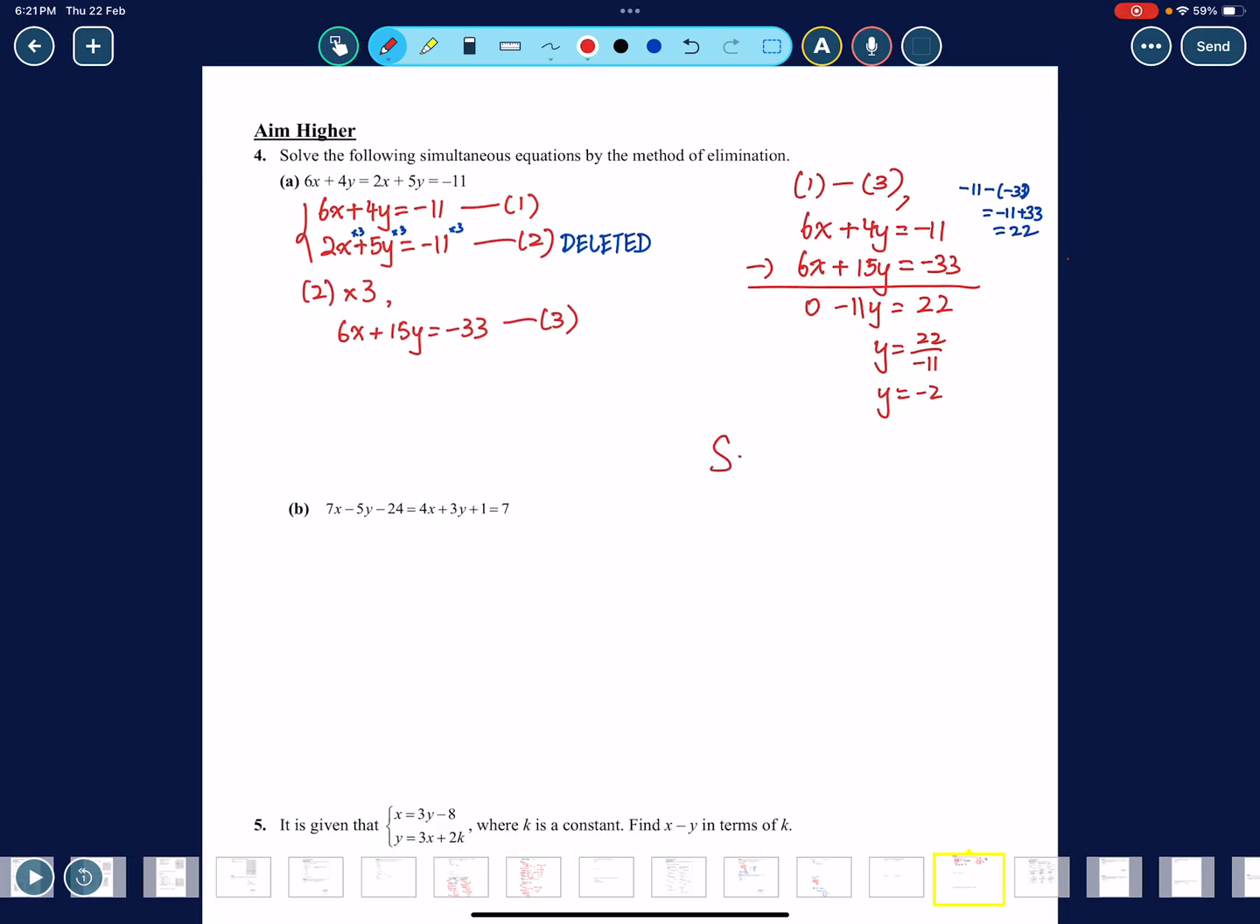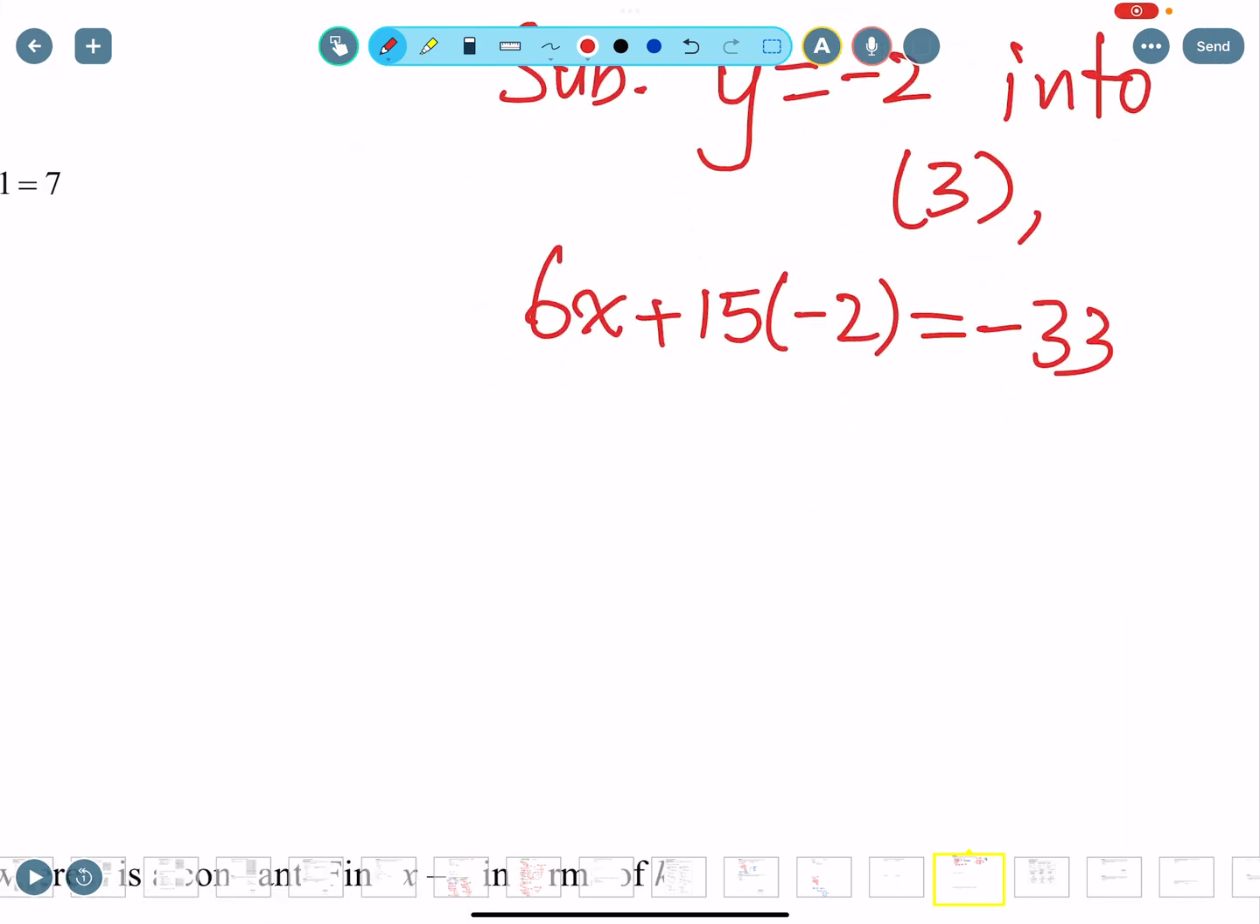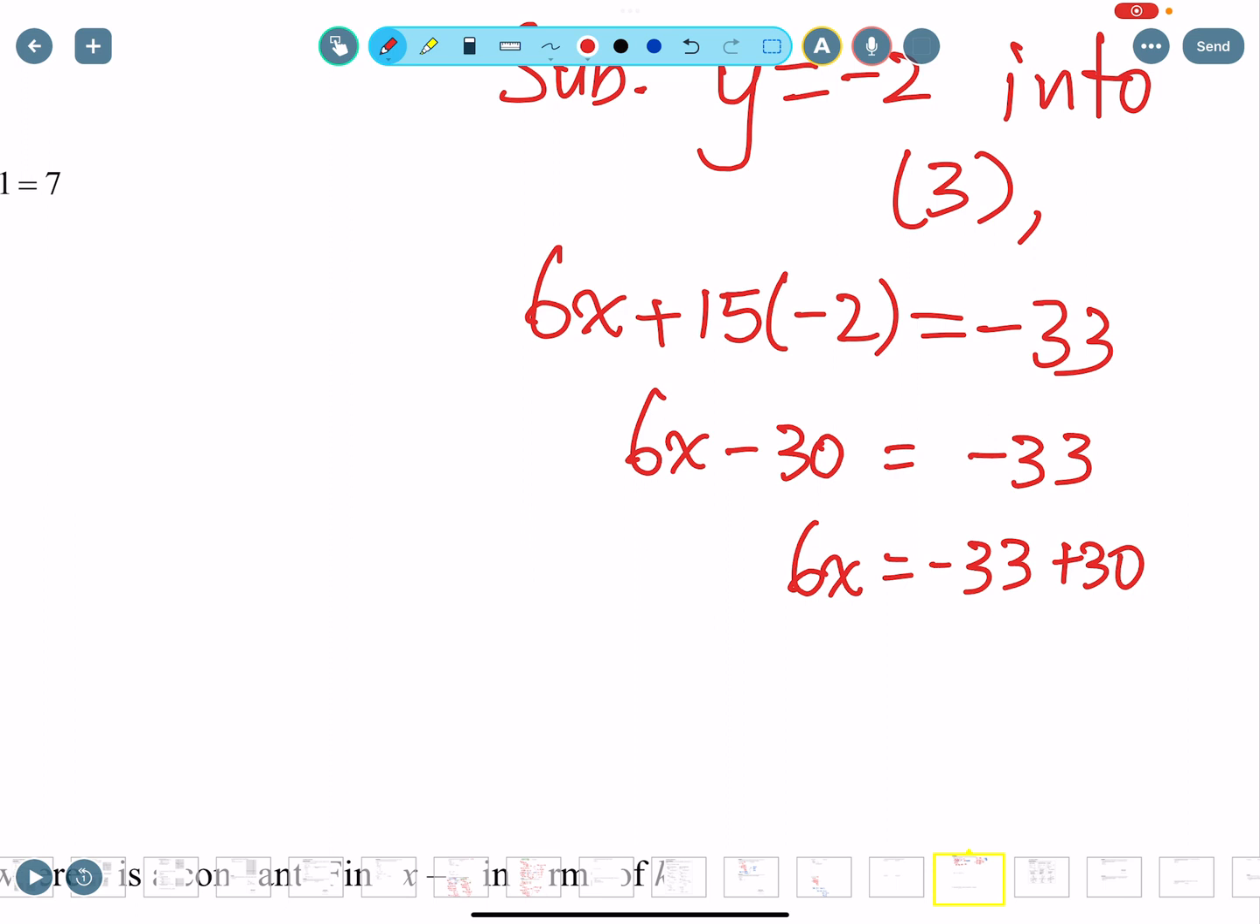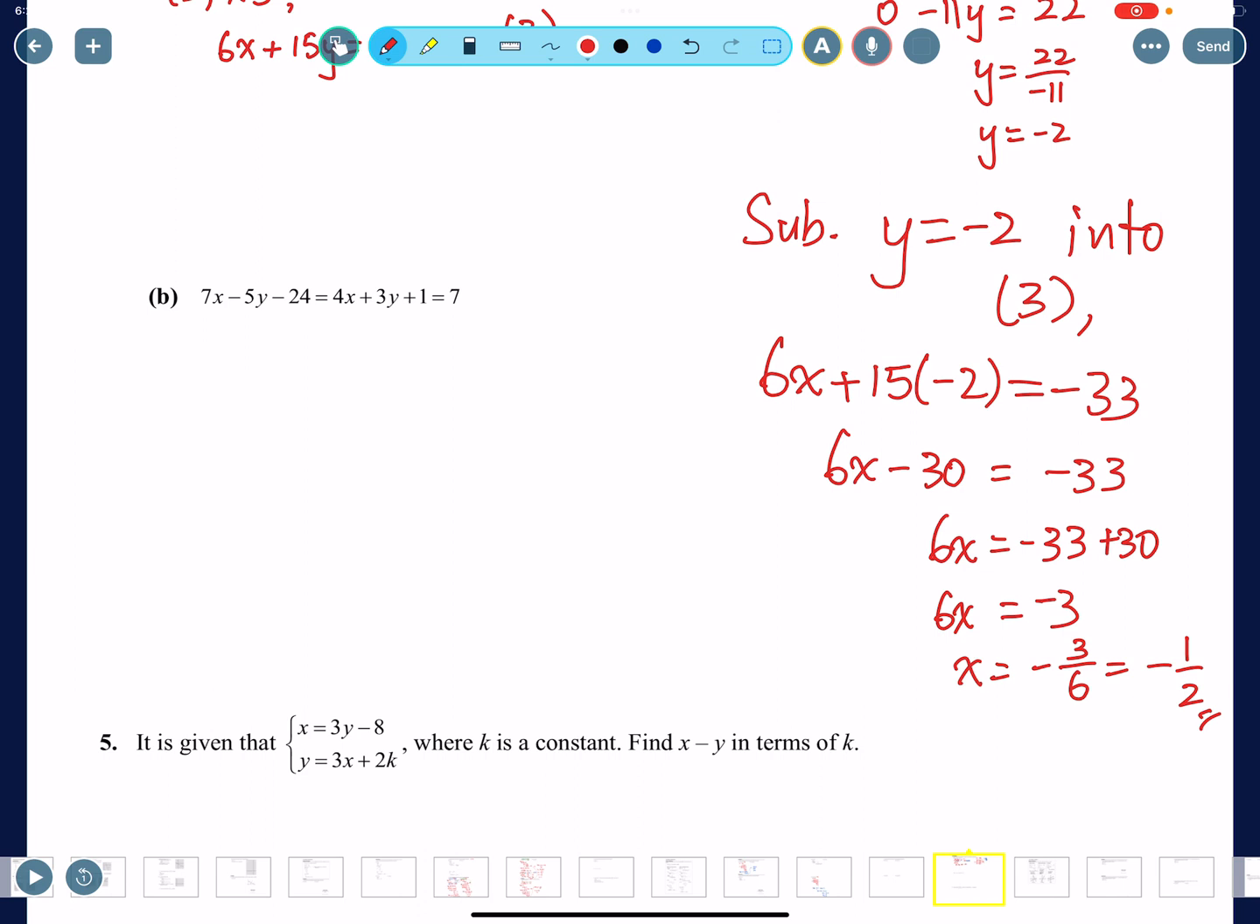Now we put y equals negative 2 into equation 3 maybe. 6x plus 15, y is negative 2, equals negative 33. 6x minus 30 equals negative 33. 6x equals negative 33 plus 30. Negative 3 here, 6x. x equals a fraction. Negative 3 over 6, negative 1 over 2. Okay, I think I did everything correct now. That's the answer. That's the video.